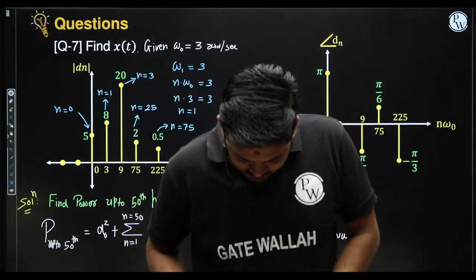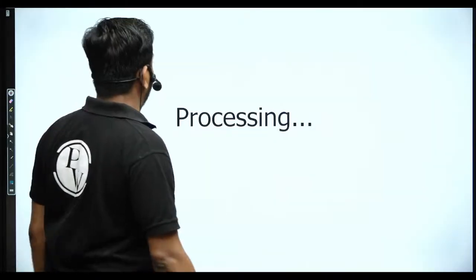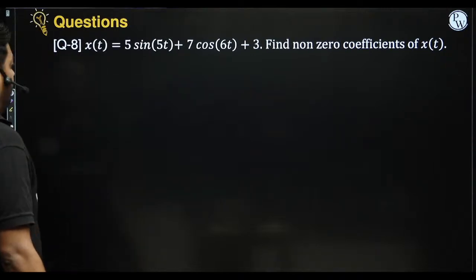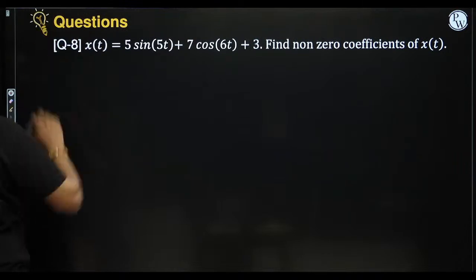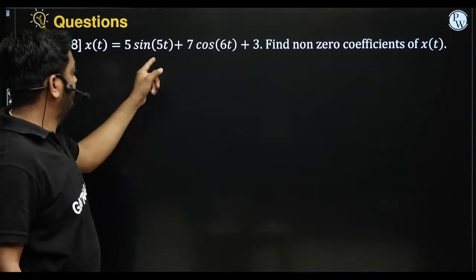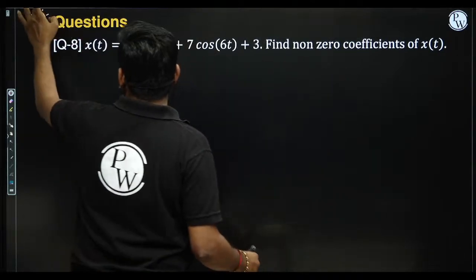Okay. So guys, we have more questions like this, but we will continue in the next part. Okay, let me solve this question. It is very much easy. See, x of t equal to 5 sin 5t plus 7 cos 6t plus 3. Find the non-zero coefficients of x of t guys.